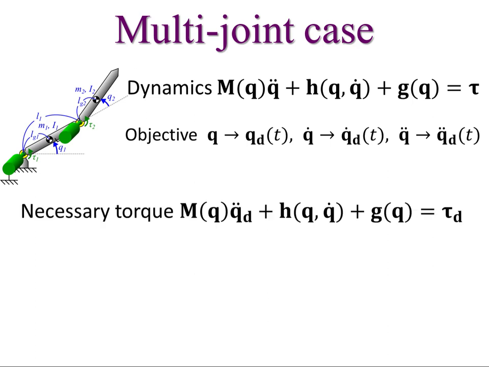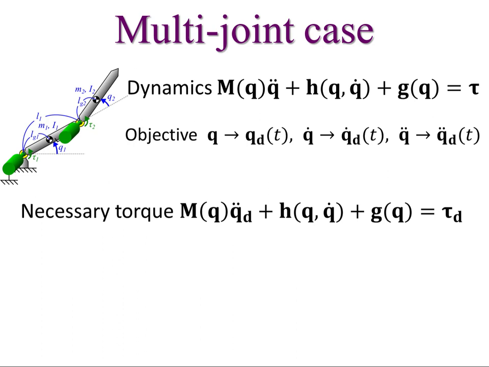Just like the basic computed torque method introduced last week, let's calculate the torque tau d required to generate the desired motion. Because the required torque tau d should make the joint angular acceleration vector q2 dot of the robot the desired joint angular acceleration vector qd2 dot, tau d is calculated by substituting qd2 dot into q2 dot of the robot dynamics.